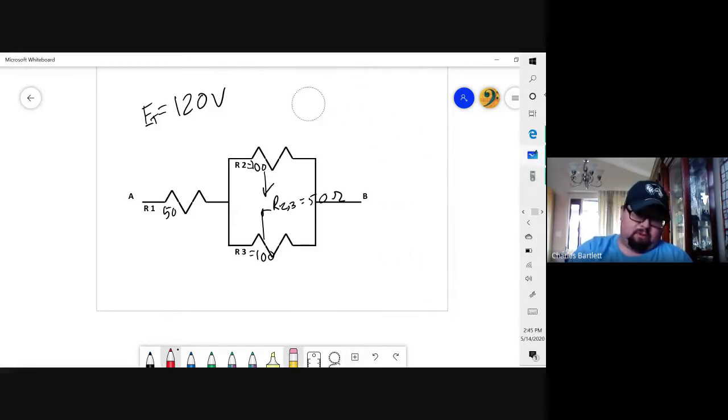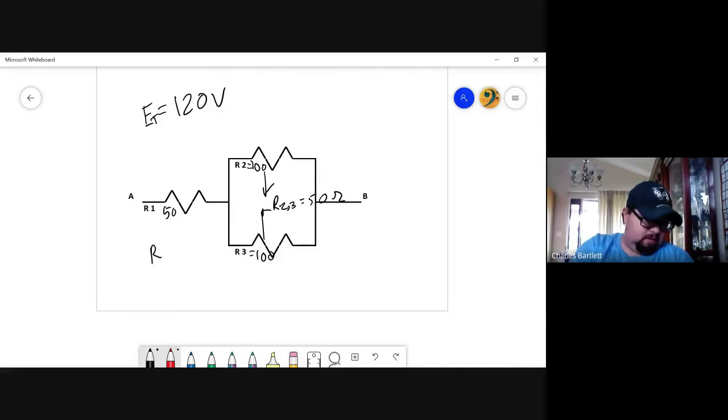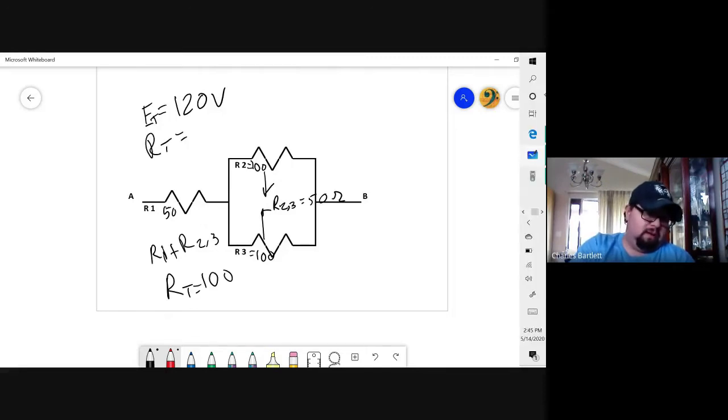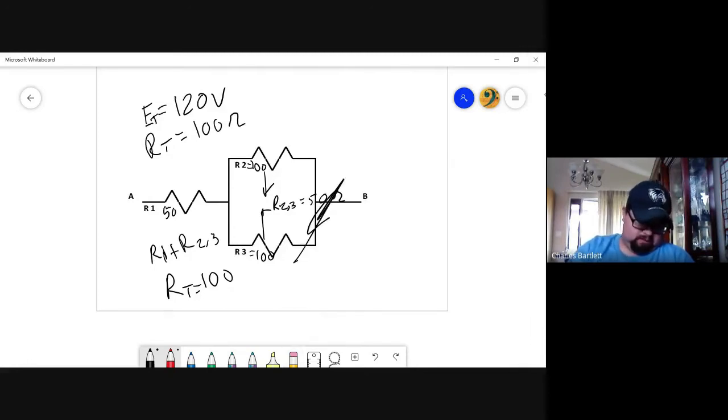So just using that really simple concept to get our RT, all we need to do now that we've got this collapsed into a series circuit is to add R1 to R23 collapsed, and we get an R total of 100, because 50 plus 50 is 100, right? So our RT is 100 ohms, and we can get rid of this.